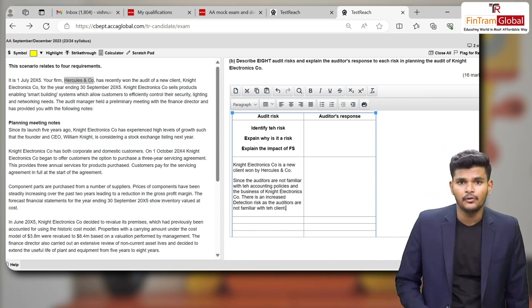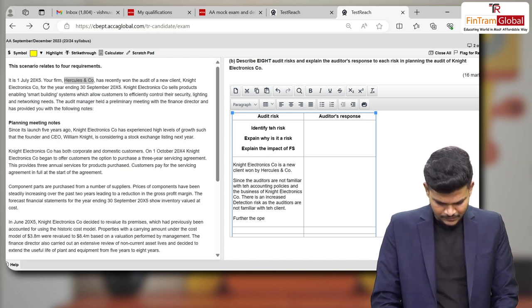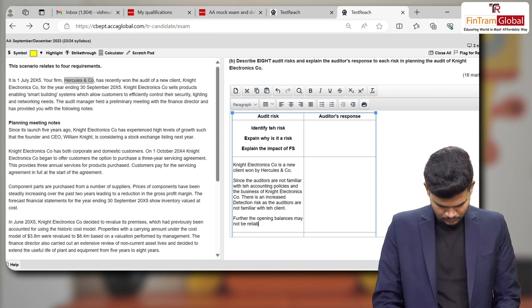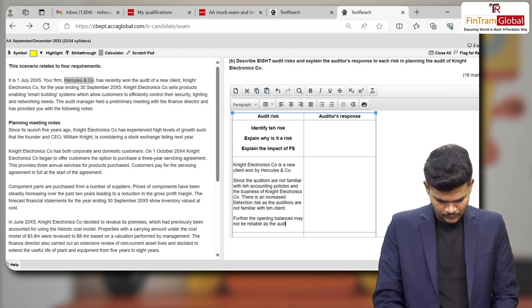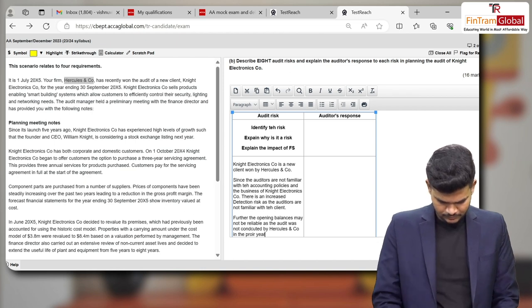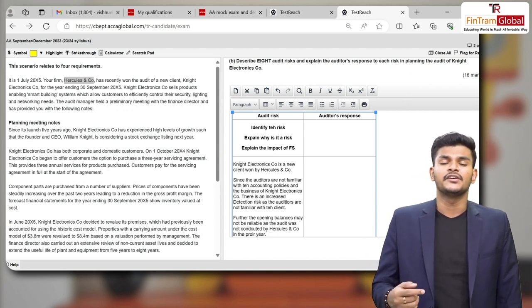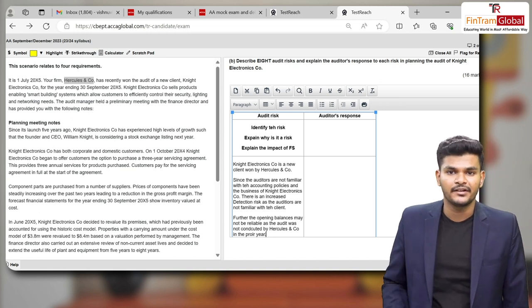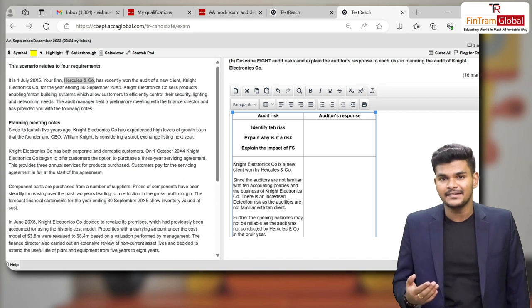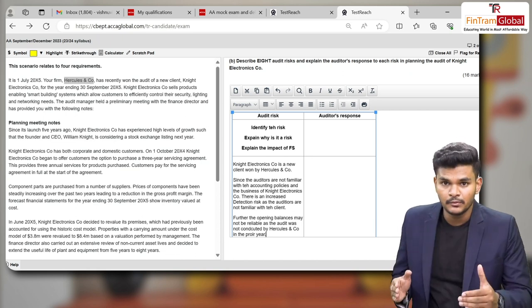Okay, folks, you can either write this or you can also state that further the opening balances may not be reliable as the audit was not conducted by Hercules and Co. in the prior year, isn't it? These are the risks that are there for this particular instance. Okay, folks, so I've written that down. Two risks. Either you can say that there's an increased detection risk since the particular auditors are not familiar with the client, or you can say that the opening balances are not reliable. Okay, folks, that's basically a common risk when it comes to any situation where your audit client is new. Okay, folks, so just keep that in mind.